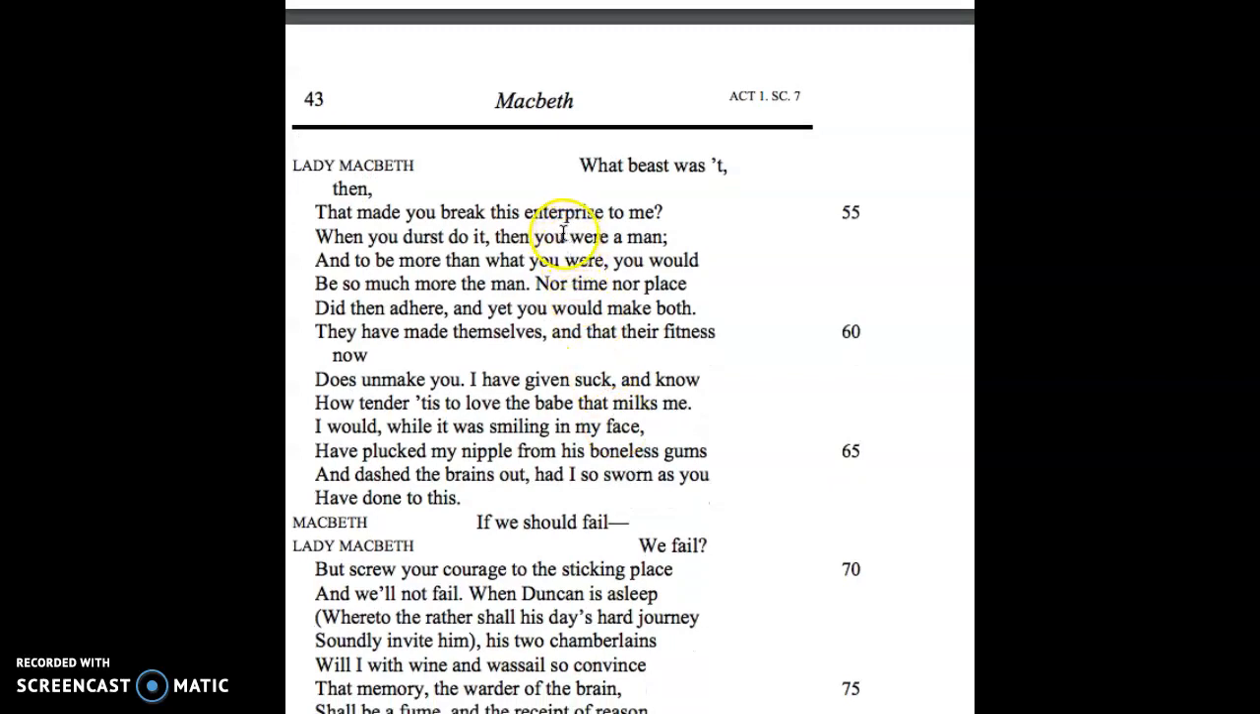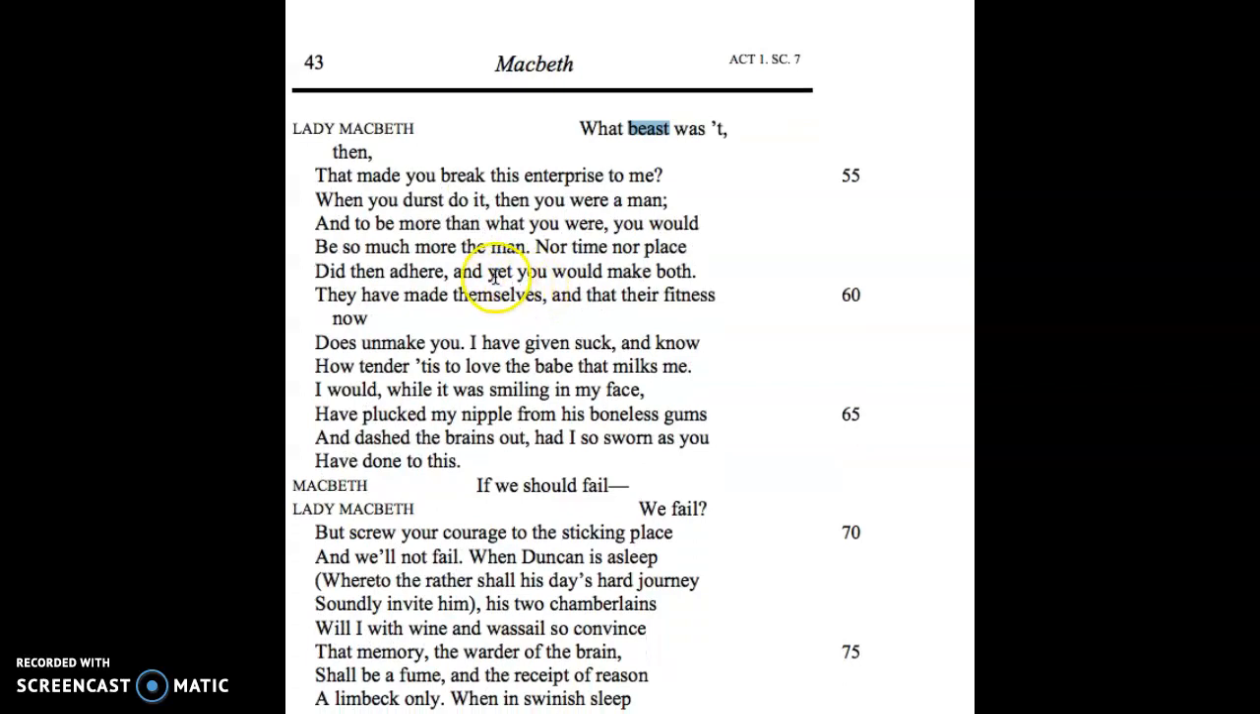She says here, when you broke this enterprise to me, that means when you came up with the idea for this assassination, then you were a man. In fact, this word beast is almost a compliment. And he would be more the man, in fact, more manly, if he did go through with it. For example, she says promises are very important, even if they are terrible things. And if she promised to do something terrible, the most terrible thing you can imagine, she would follow through with it.